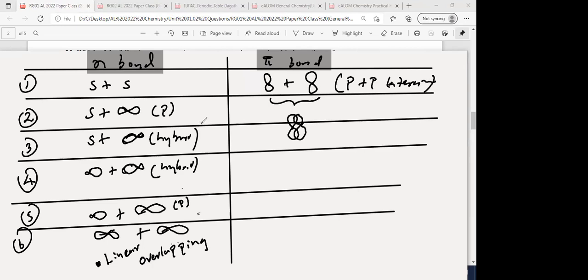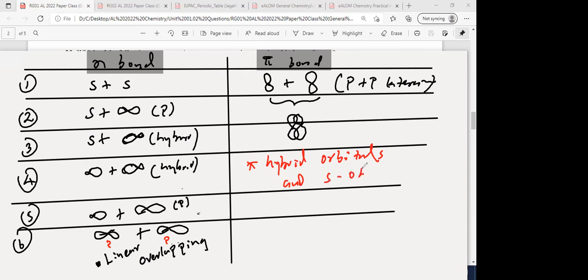All the other instances are sigma bonds: s plus s, s plus p orbital, s plus hybrid, hybrid plus hybrid, hybrid orbital and p orbital, and pp linear overlapping also. Any questions? If you want, you can put a star. Hybrid orbitals will never form pi bonds. If you want to write, put a star right here.